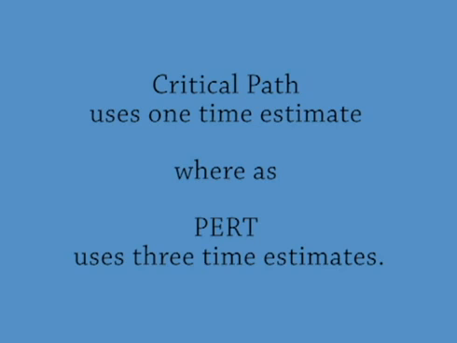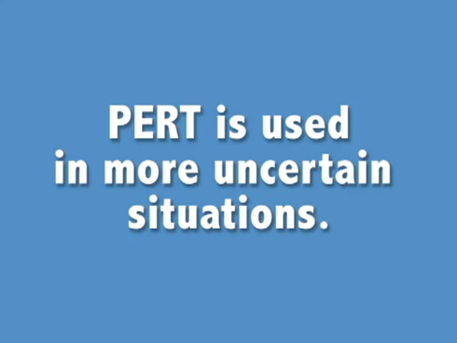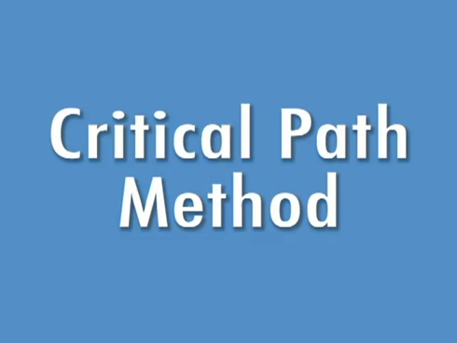The difference between critical path and PERT is that critical path uses one time estimate, whereas PERT uses 3 time estimates. So critical path is more or less for when you're pretty sure about the durations, the time it's going to take to do each task or activity, whereas PERT is used in a more uncertain situation. You remember our discussion about uncertainty? And you can use these 3 time estimates to come up with something called the expected time. We're going to start with the critical path method since it is the simplest way.